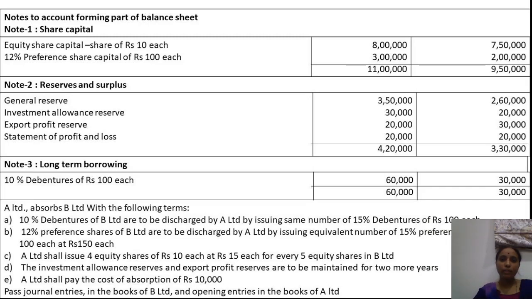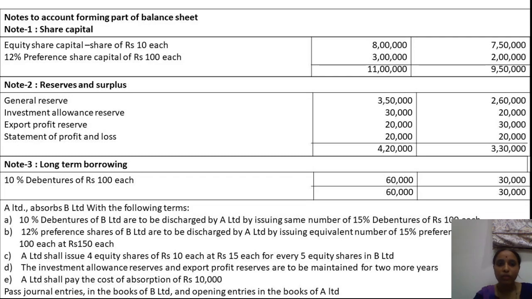That is, share capital is shares of rupees 10 each, 8 lakh and 3 lakhs, the total 11 lakh. The preference shares is 3 lakh and equity shares is 8 lakh for A company. B company is 7 lakh 50 and 2 lakh, altogether 9 lakh 50,000. Reserves and surplus: here we do have general reserve, investment allowance reserve, export profit reserve, and statement of P&L.